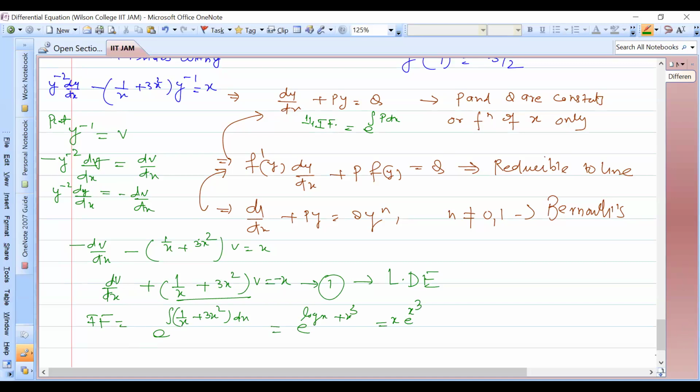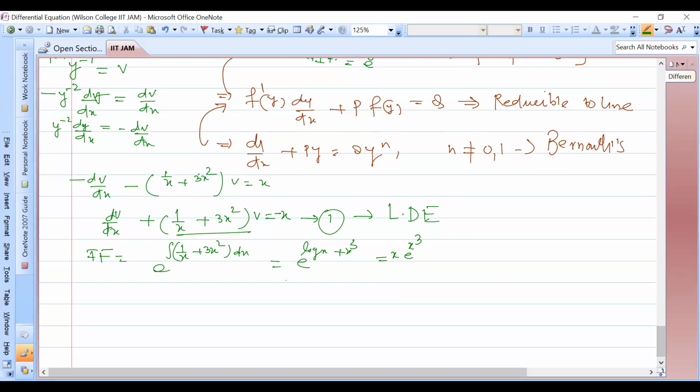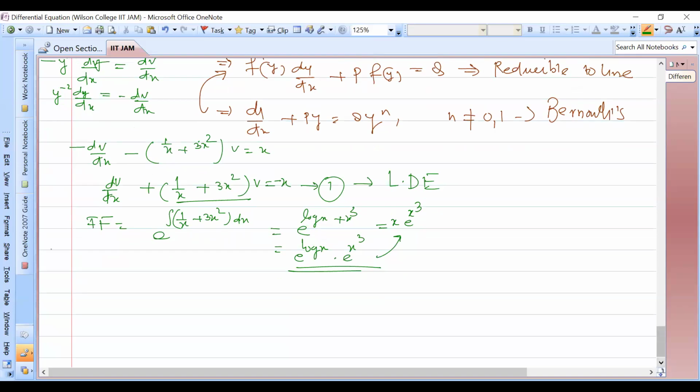Or want more simplification here? e raised to log of x into e raised to x cube. Then we get this. Agreed? So b into equals to minus x is into. आप लोग नोट कर रहे हो क्या?